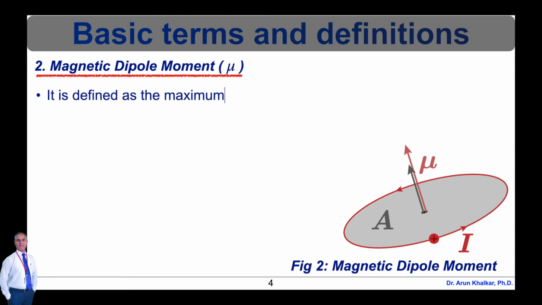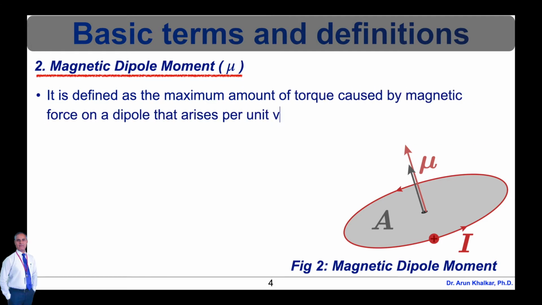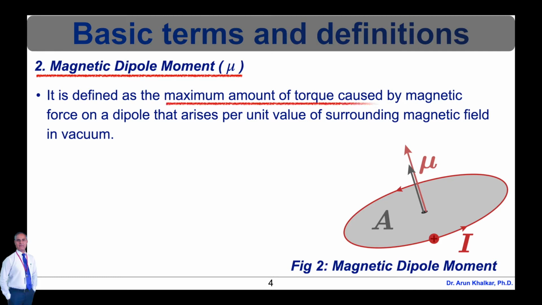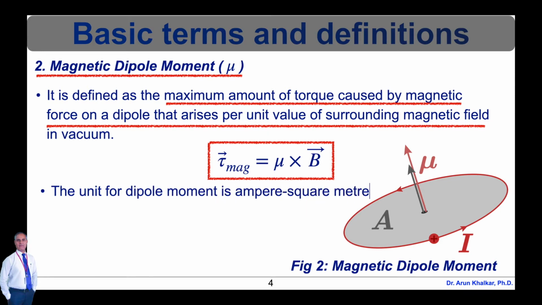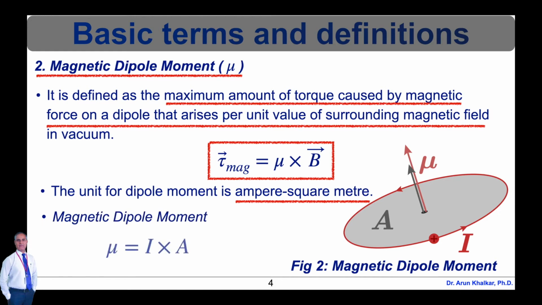Magnetic dipole moment is defined as the maximum amount of torque caused by magnetic force on a dipole that arises per unit value of surrounding magnetic field in vacuum. This torque is given by tau is equal to mu into capital B. The unit for dipole moment is ampere square meter, where magnetic dipole moment mu is equal to current I into area A, which is shown in this diagram.